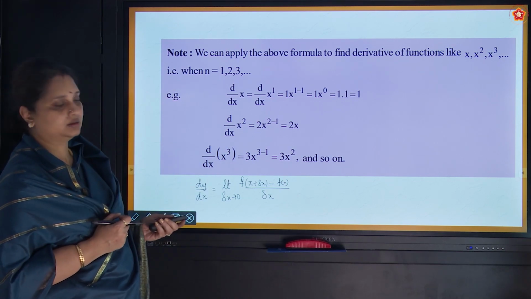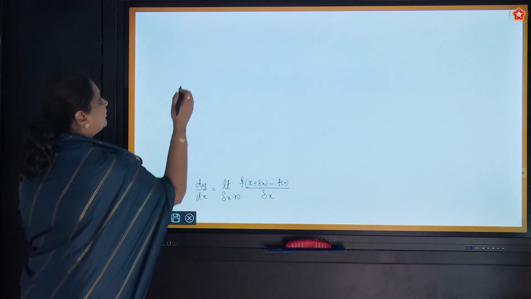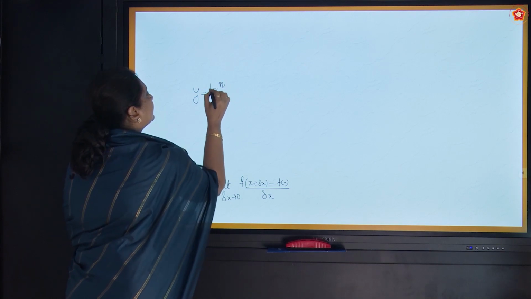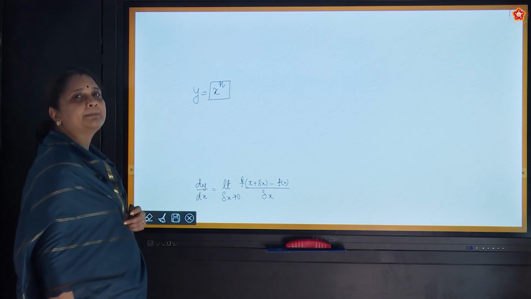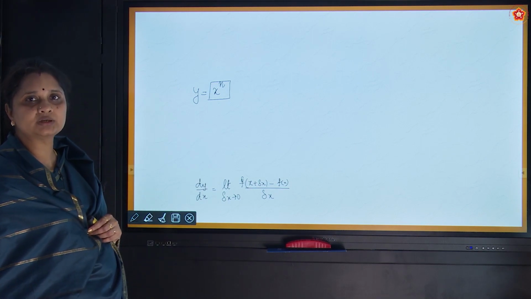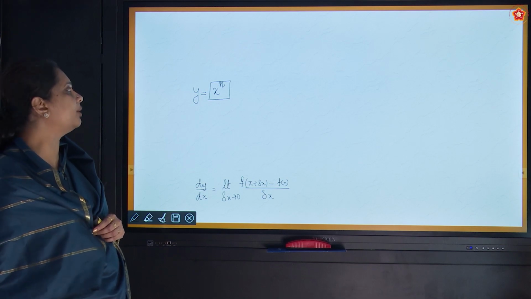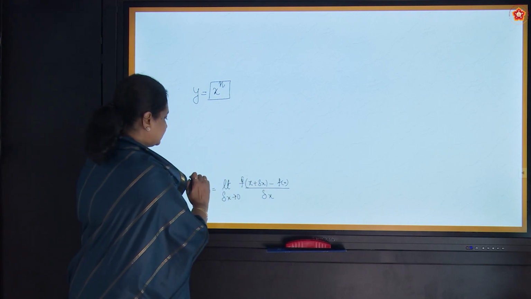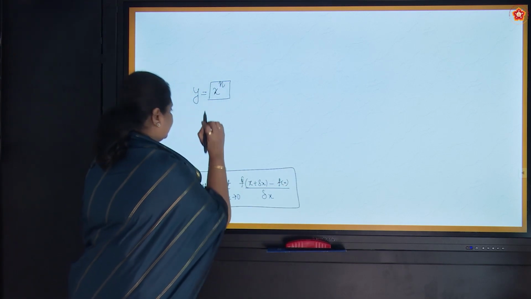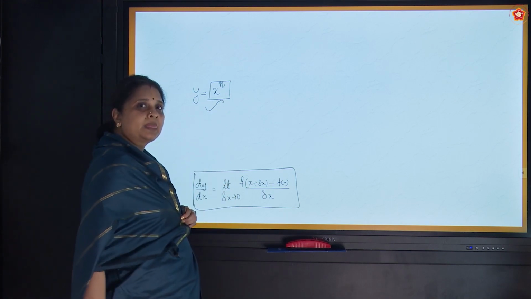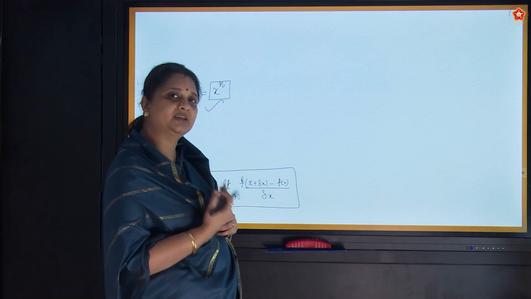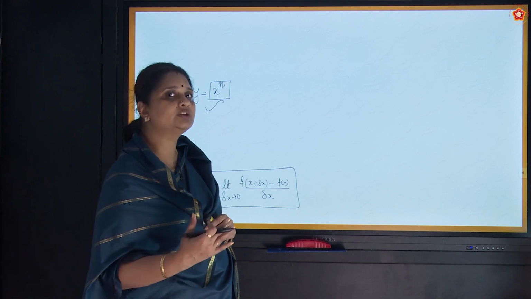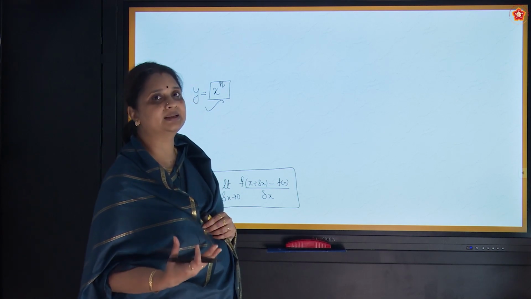So in general, you can try to find the derivative of y is equal to x power n. This is called a power function. It's a general form of an algebraic function with n as its power. So use the first principle, use this formula to derive a general formula for this. Because every time, as I told you in the previous video, if we need to use the first principle and get the derivative, it's going to be very big and complicated.